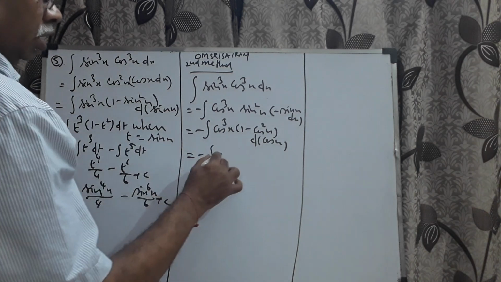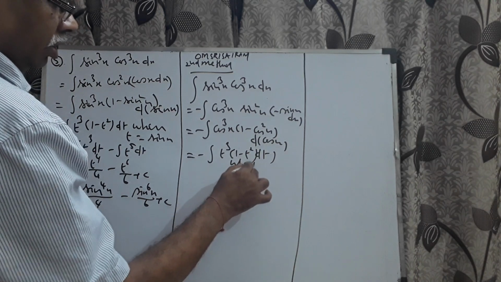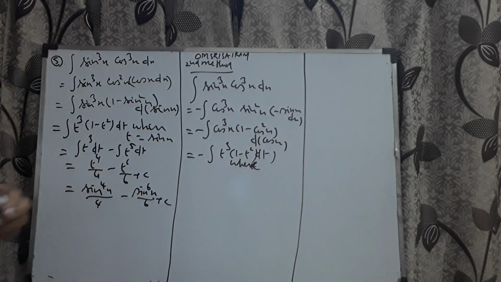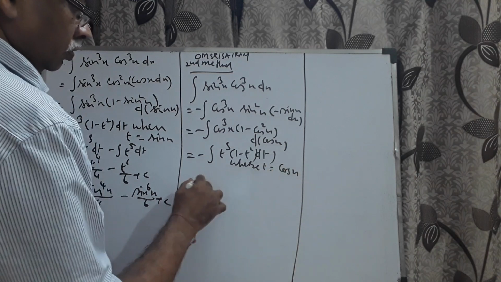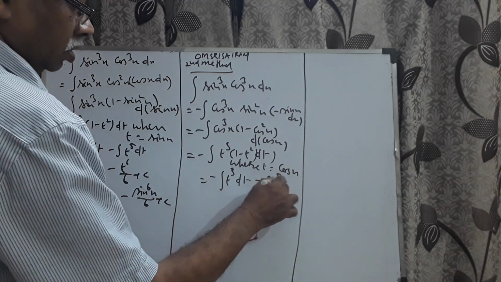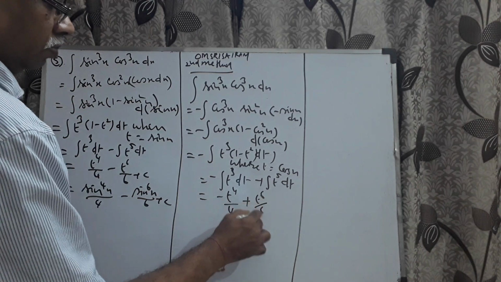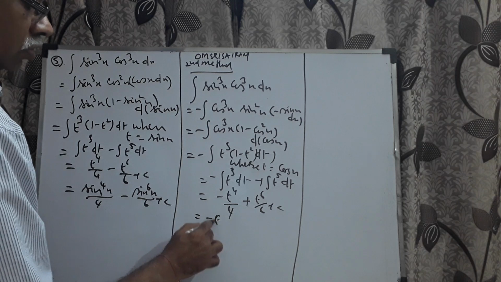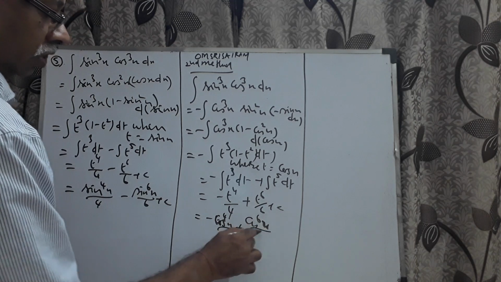Therefore, I multiply 2 minus signs in the second step. Now, this can be written as t cube into 1 minus t square dt, where here my t is different. Here my t is cos x. Earlier it was sin x. Here it is cos x. So this is minus integral t cube dt plus integral t power 5 dt, which can be written as minus t power 4 by 4 plus t power 6 by 6 plus c, which is minus cos power 4x by 4 plus cos power 6x by 6 plus c.